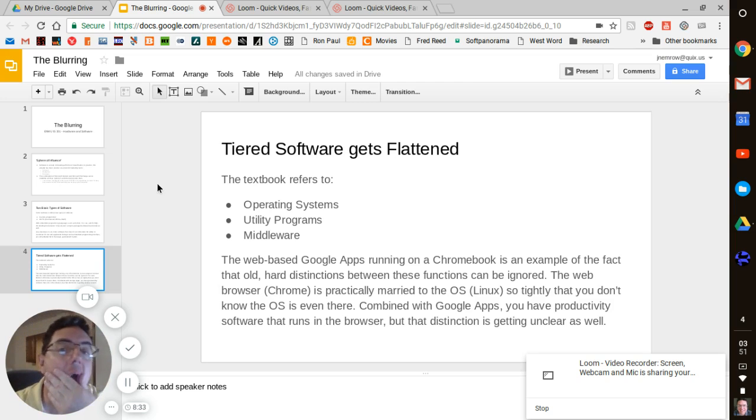All right. The textbook refers to operating systems, utility programs, and middleware. These things are, actually, I think these are actually pretty useful terms. In all the things we've talked about in the blurring, these probably are the things that are the most relevant still. Although I can give you lots of examples where they're not very relevant at all anymore.